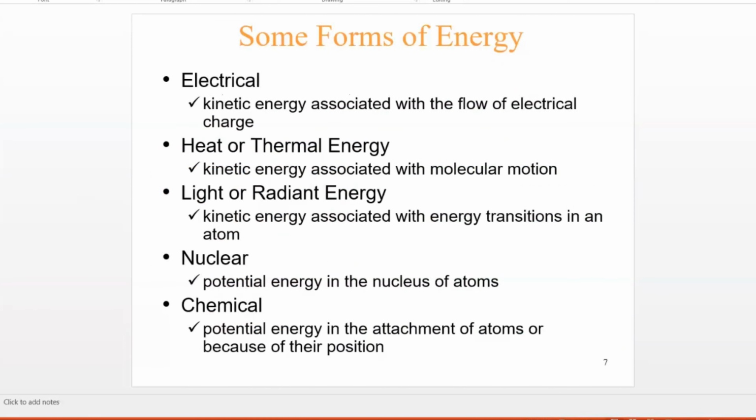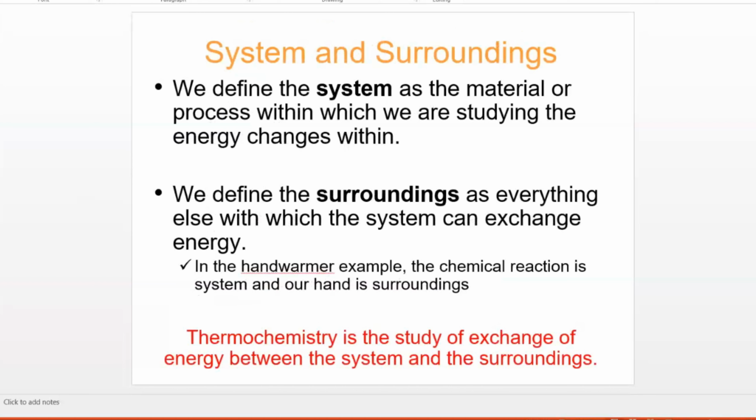Another thing to define are the system and the surroundings. So we're going to be talking about the energy or work done on a system. Now, a system is the body that is the subject of the chemical reaction, or any reaction. For example, if I push a chair, the chair is the system. I will do work on the system. I am the surroundings. The surroundings will do work on the system. We define the surroundings as everything else with which the system can exchange energy.